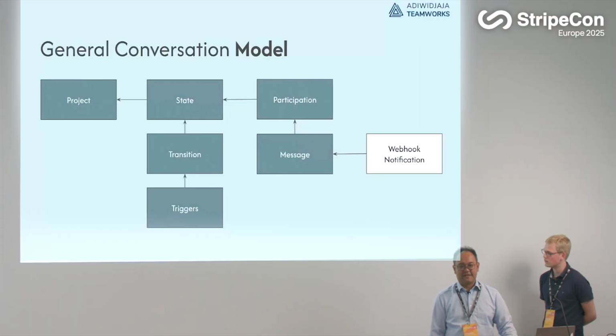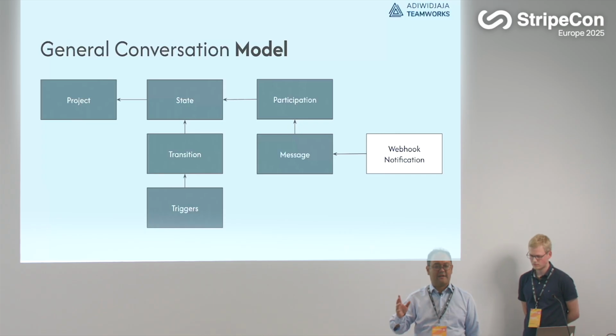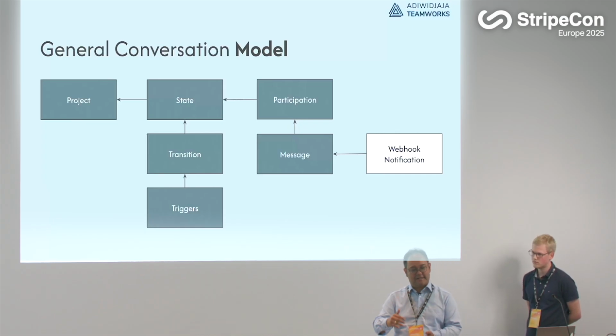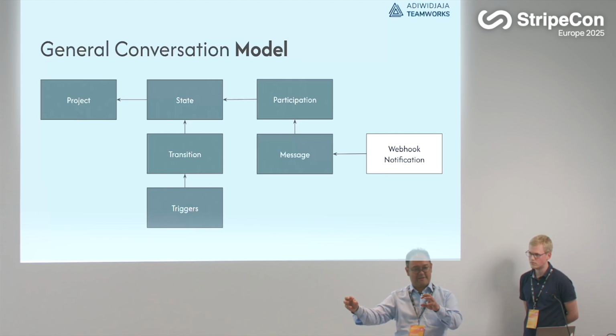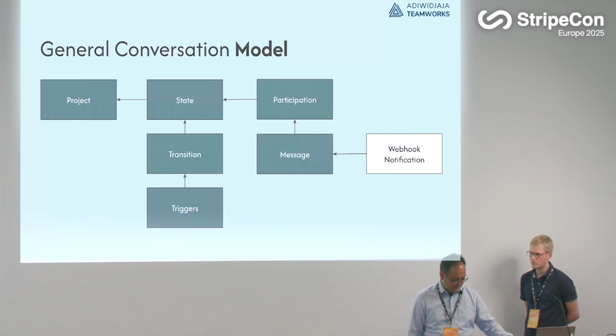So the general conversation model is you have projects, and the projects have certain states, and the states have transitions. And we added something we named triggers, because you can have multiple triggers to take a transition. Sometimes when you have a multiple choice question, then it's A, or A with the dot, or the whole answer, or such things. You have multiple triggers.